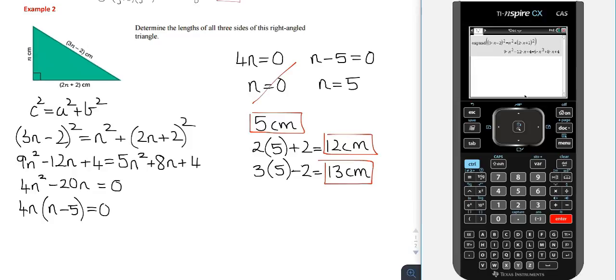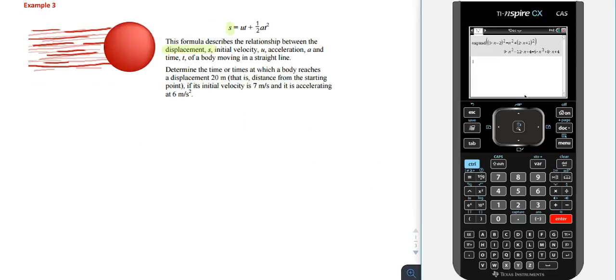Example 3 is looking at a ball and the relationship between the displacement, initial velocity, acceleration, and the time. I'm highlighting them all in different colors, and I'll continue to do this a little bit further down. So we're asked to determine the time or times at which the body reaches a displacement of 20 meters. And the displacement, they're talking about the distance from the starting point. We are told that the initial velocity is 7 meters per second and that its acceleration is 6 meters per second squared.